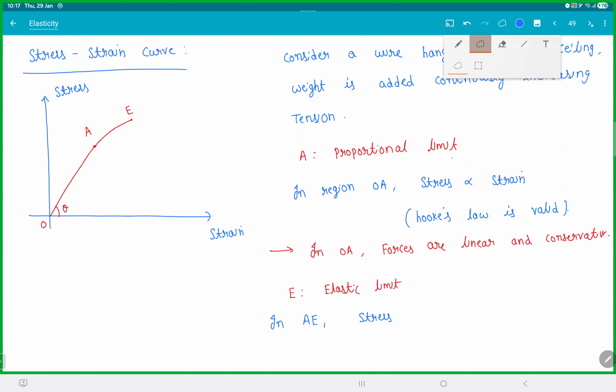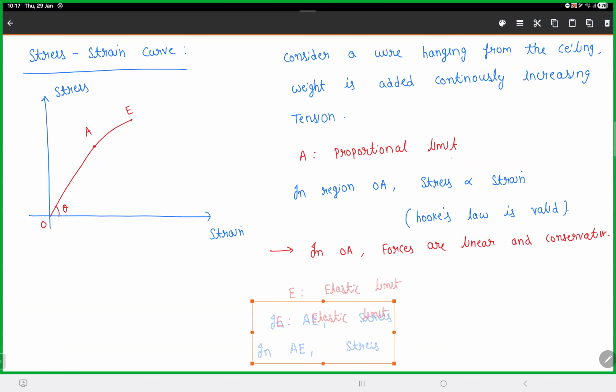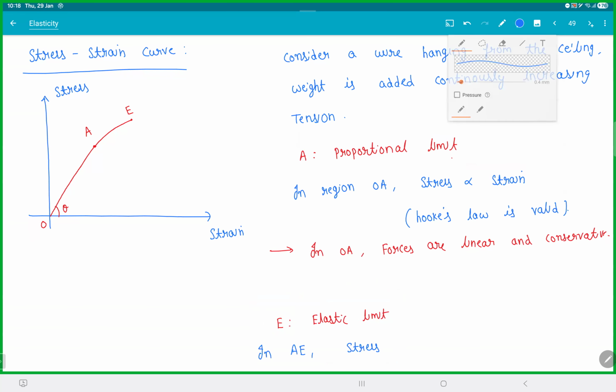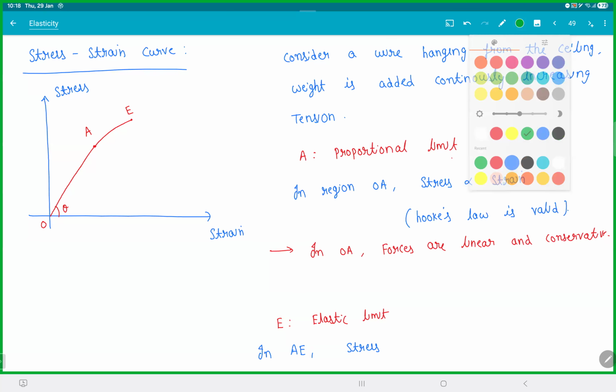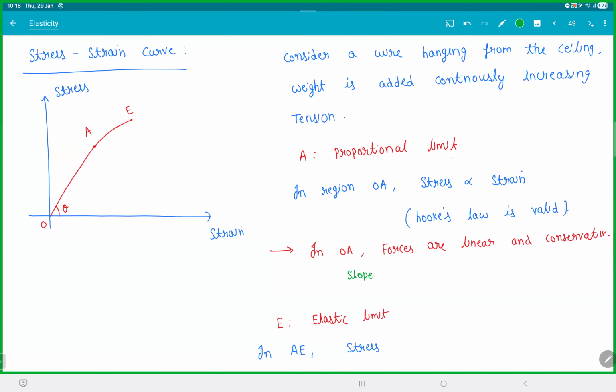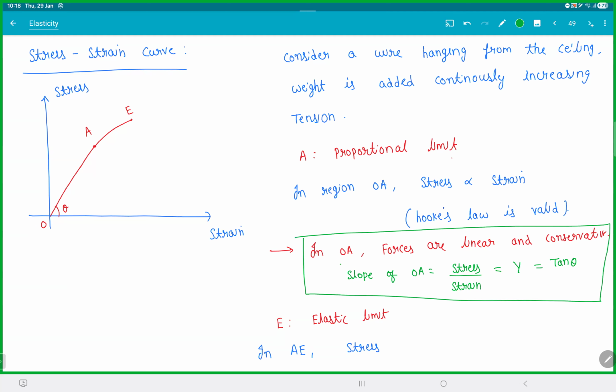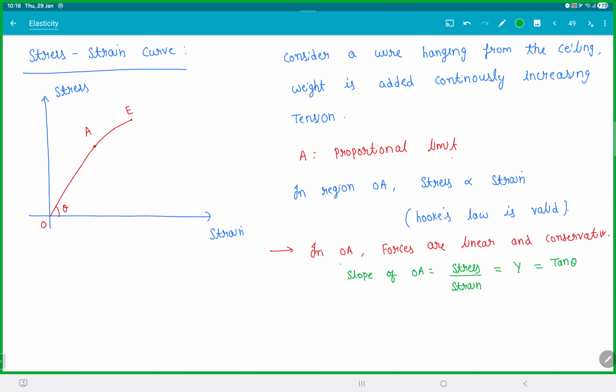There is one more thing I forgot to add here. The slope of the line OA is nothing but stress by strain, which is actually Young's modulus. So in the stress strain curve, the slope of the line gives you the Young's modulus. Then have a look at this. I will write that on the next page.